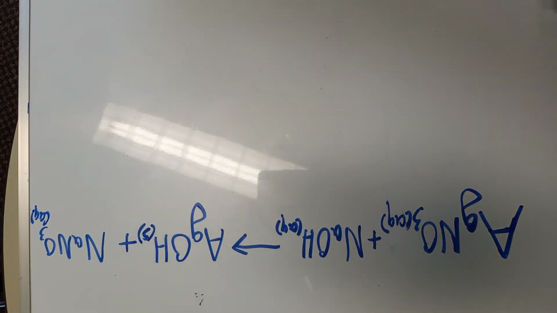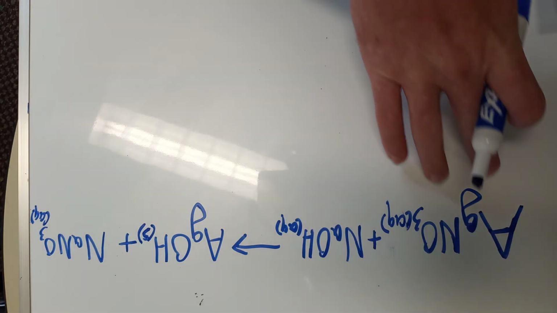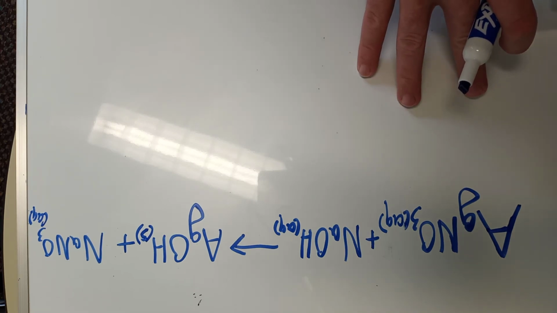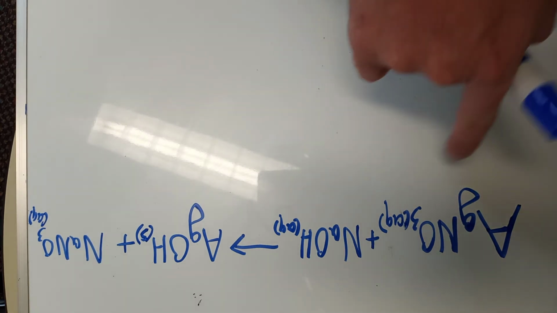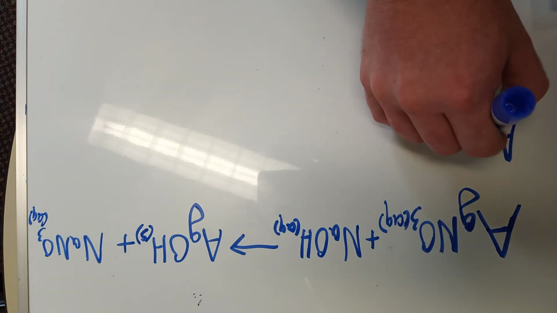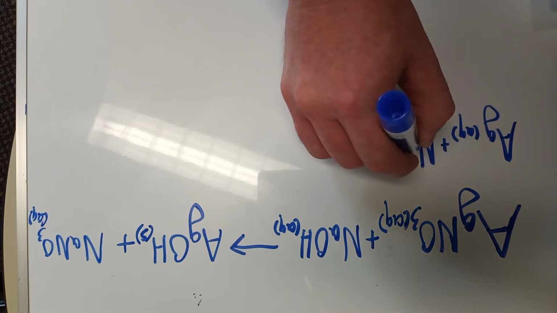Okay, hopefully it makes sense on how you predict your states. From here, we're going to split everything up just like we did in the first example that I did in the previous video. So aqueous, we have to split it up because water pulls it apart. So we get Ag aqueous plus NO3 aqueous.